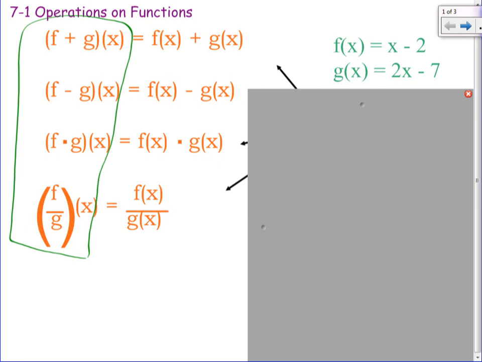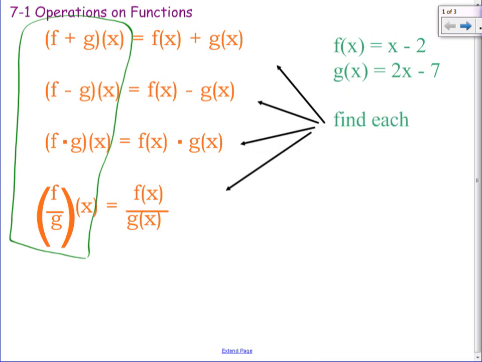Okay, so if these were the two functions that they gave you, they're going to be pretty basic like this. So we have x minus 2, and we have 2x minus 7. We want to find each one. So let's just do them in order, and I believe the book has them in this same order. If you see f plus g of x, they just want you to add the two functions together.